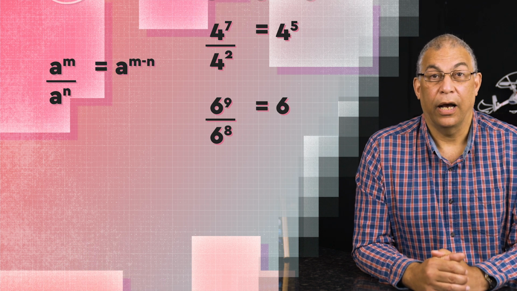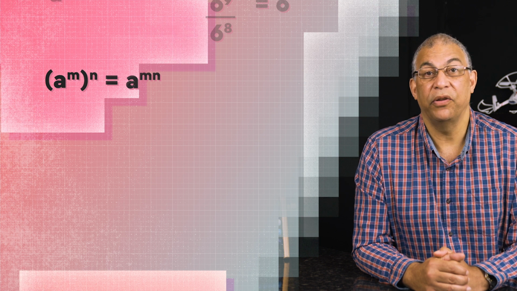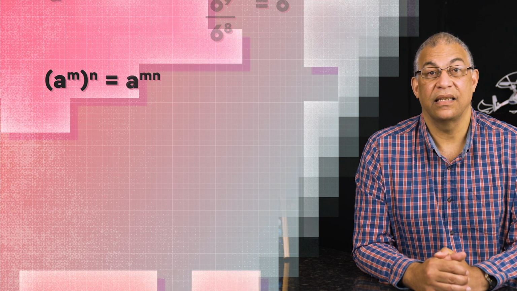We have a third law now. The third law handles if we have a number with a power, but it's in brackets, and we have a power on the outside of the brackets, applied to whatever you have inside. And in this instance, it's now a to the power of the two powers multiplied by each other. In this case, we represent it by mn together, or m times n.